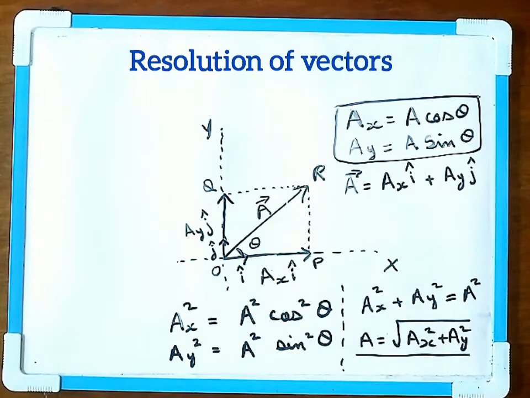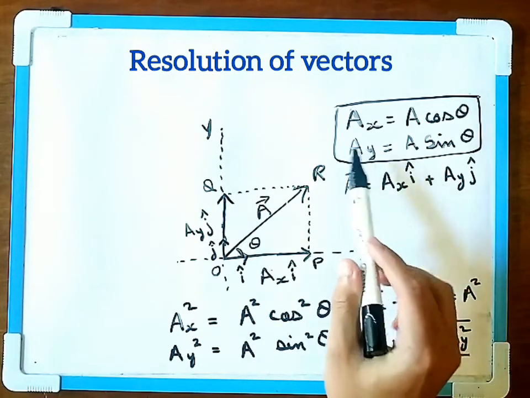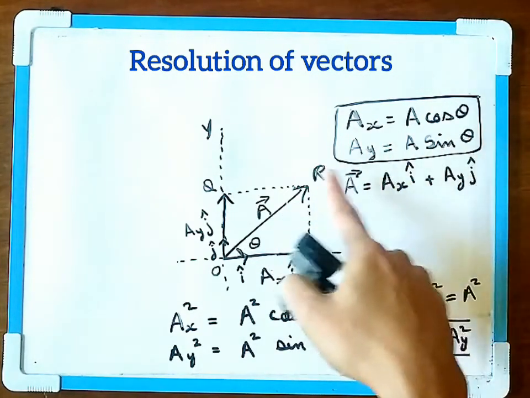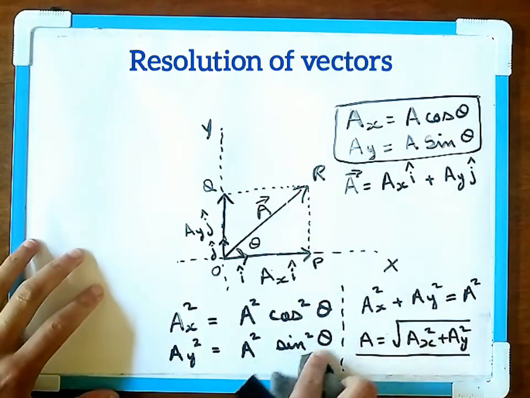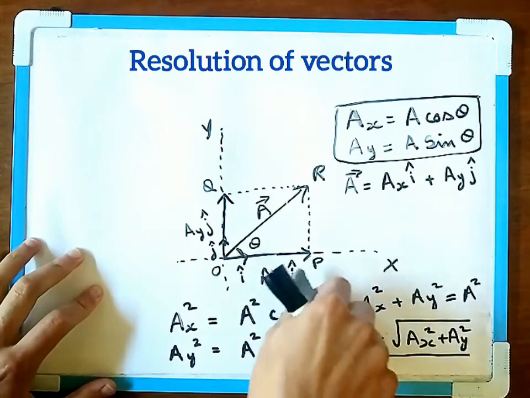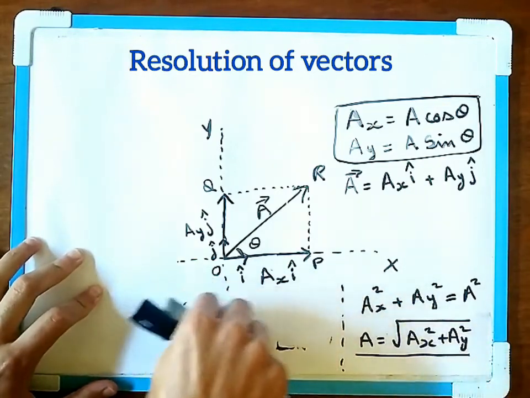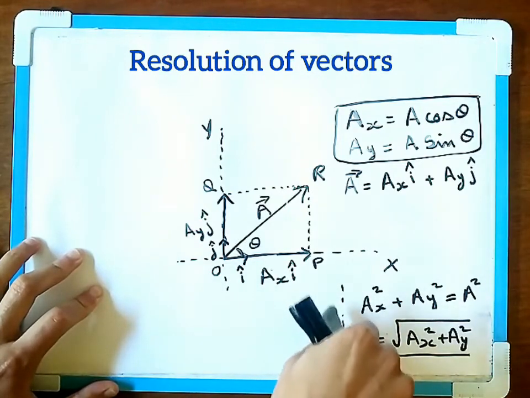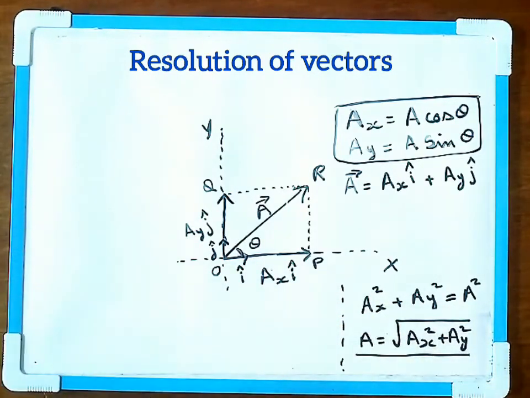Now similarly with the direction, the direction of this vector, that is theta, can be found out by knowing the magnitude of this Ax and Ay. Now again here, look at this formula. Ax is equal to A cos theta, Ay is equal to A sin theta. So if you look at that formula and you divide Ay by Ax, what will you get?